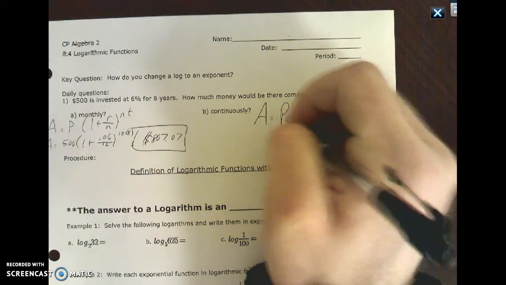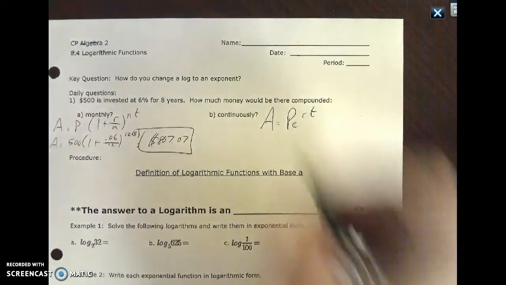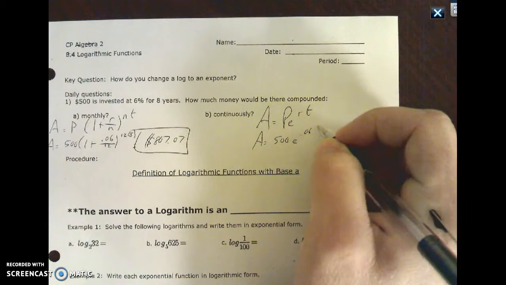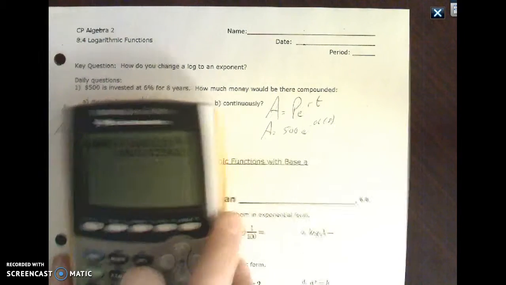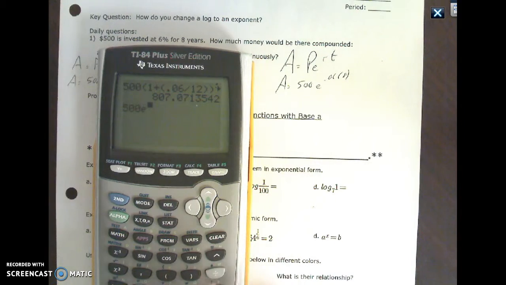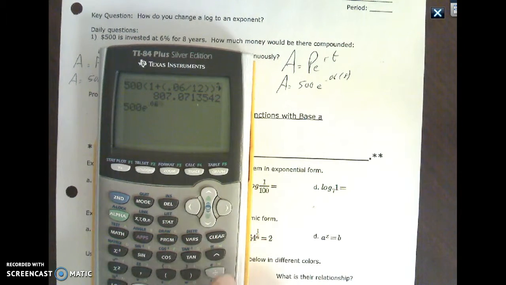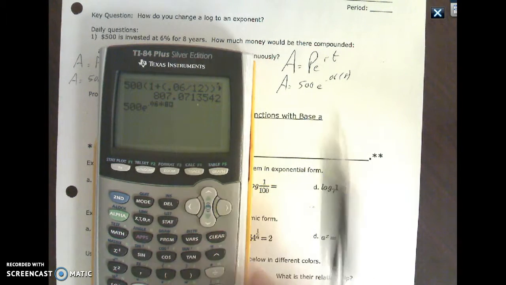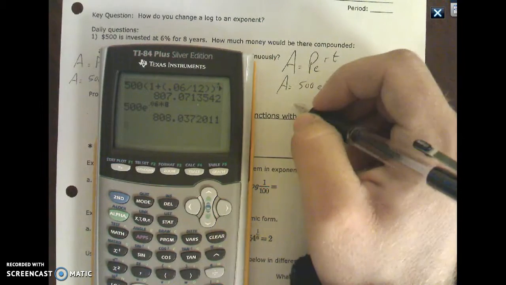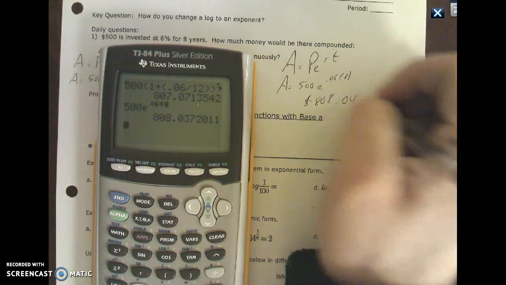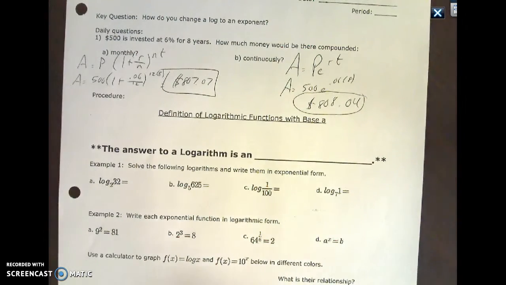Continuously, we use the PERT formula, P e to the rt. My principal is still $500. e to the 0.06, and my time is 8 years. Let's see what the difference is. 500 is my principal. Guys, again, my e button is second division sign, and then I can raise it to the power of 0.06 times 8. Quick reminder, I have a newer calculator here. The older one, I want to put parentheses around it. Newer ones don't have to. I end up with $808.04.